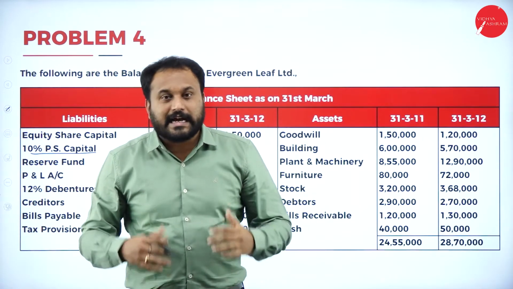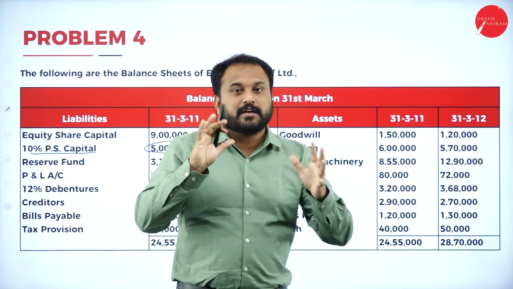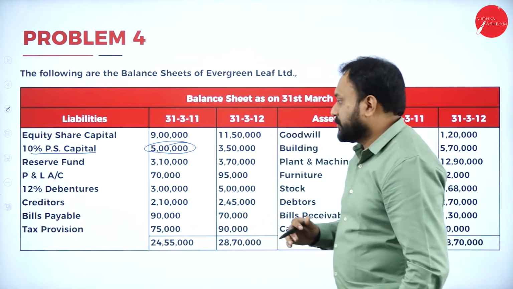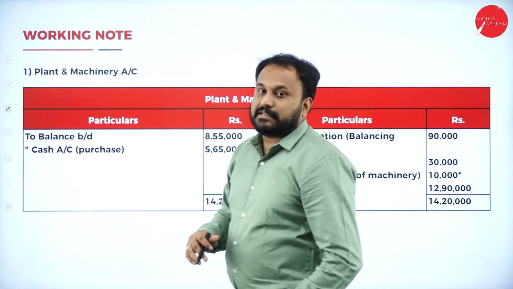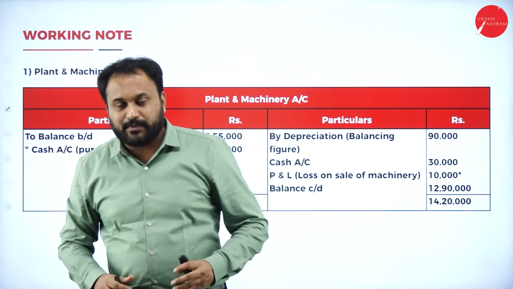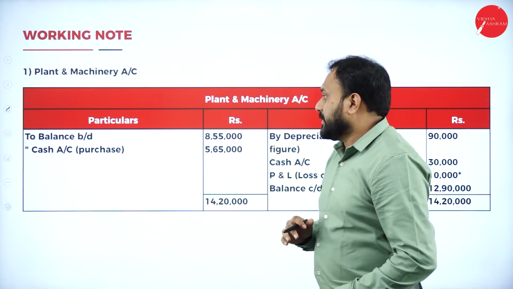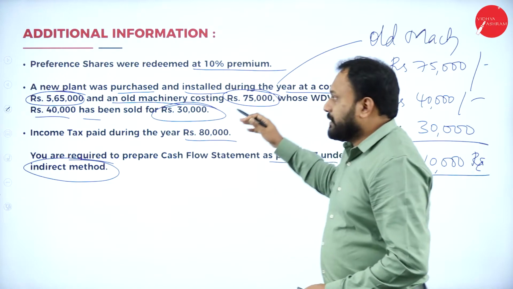When you go with the assets, the opening balance is here, the closing balance is here. This is the logic you are supposed to apply. I'll tell you what exactly we are supposed to do here. So the working note, please understand the first working note: how exactly we are supposed to go is plant and machinery, because here they have given that a new plant was purchased, and there is one more thing.